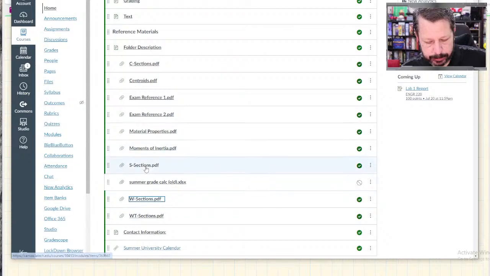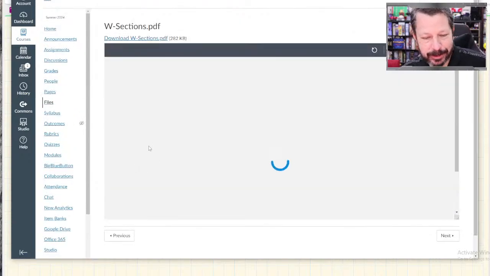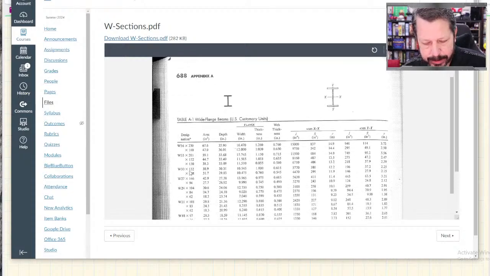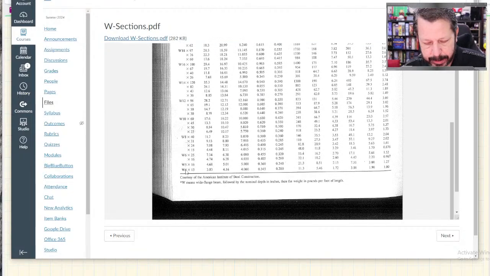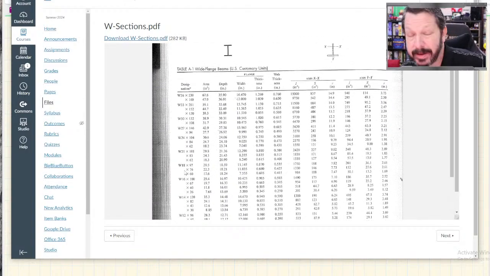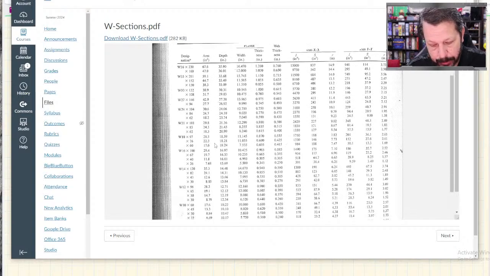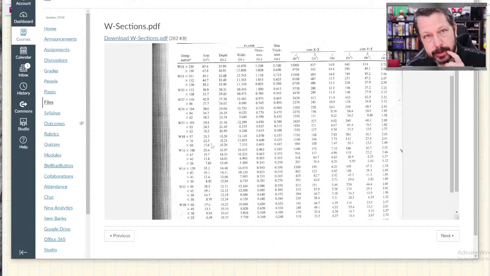I saw S, but when it moved, I clicked on W, so we're going to do W. So we've got a set of table values here for the W sections of I-beam. W means a wide flanged I-beam. You can kind of see the cross-section example here has wide flanges on it. So what we want to do is figure out which one of these is best suited for some design that we're going to do.